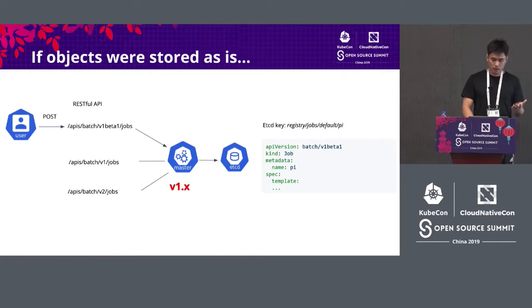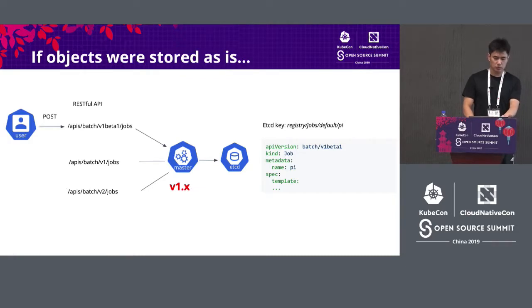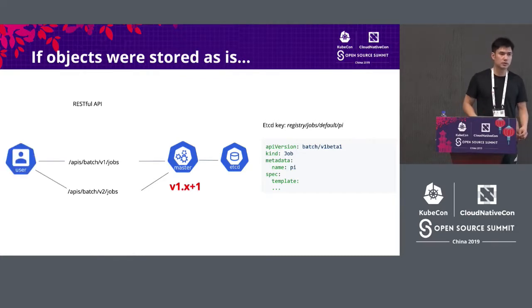But you will upgrade your API server sometime, and at some point, v1beta1 will be removed from the API server. At this time, if your user tries to read things from the API server, it's not going to work because the API server doesn't understand v1beta1 anymore.